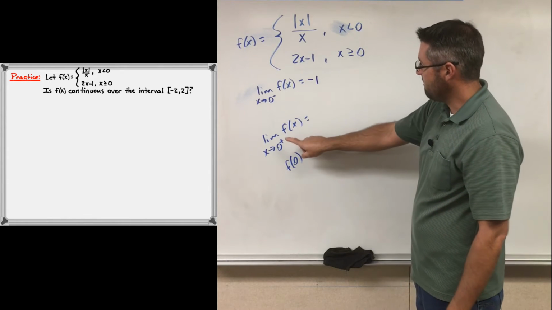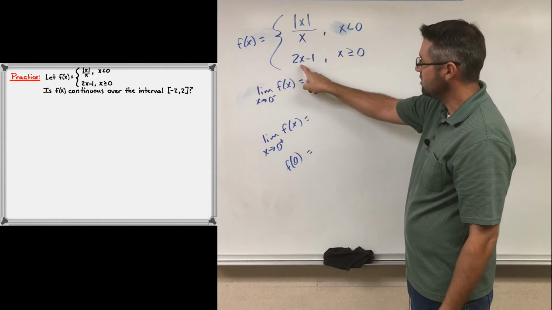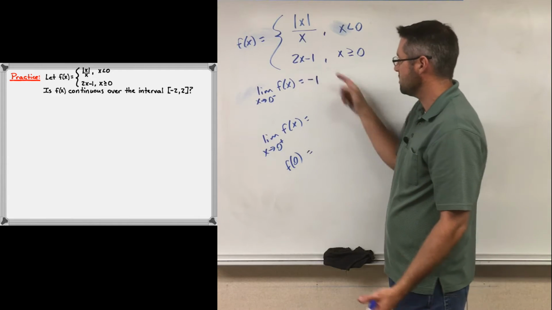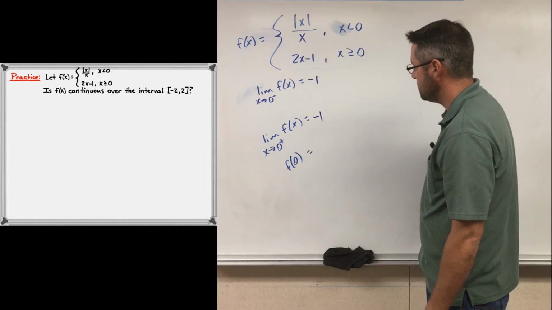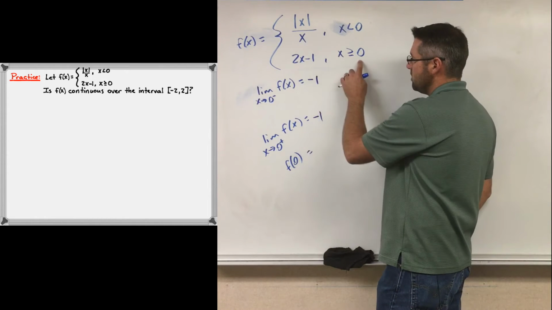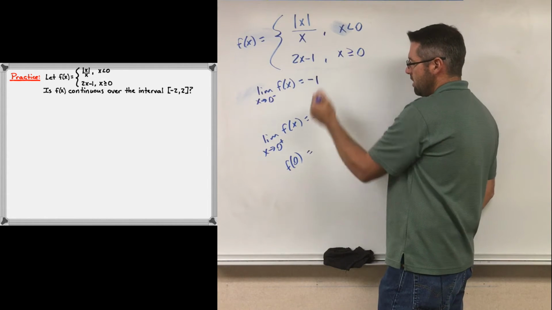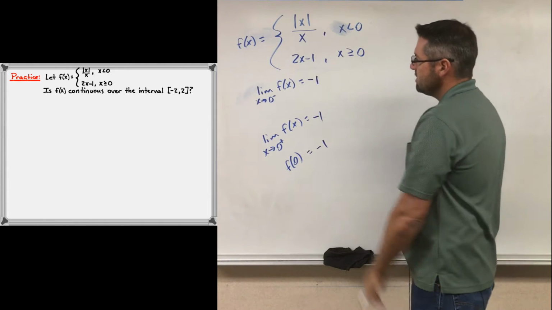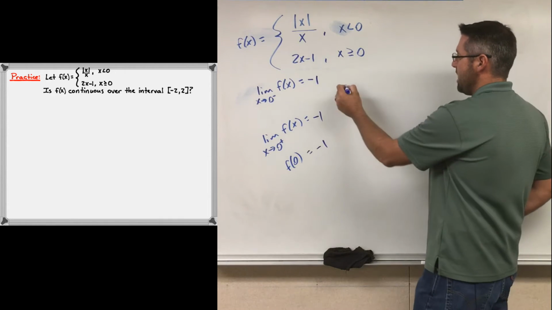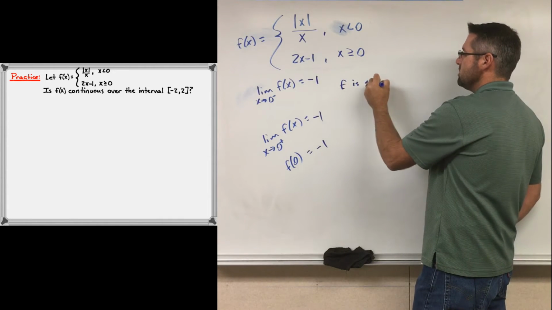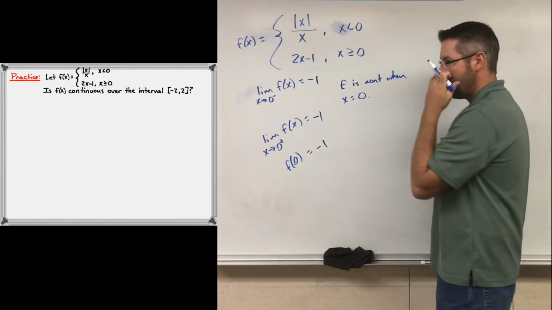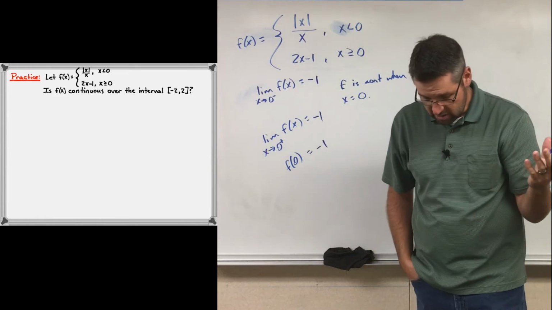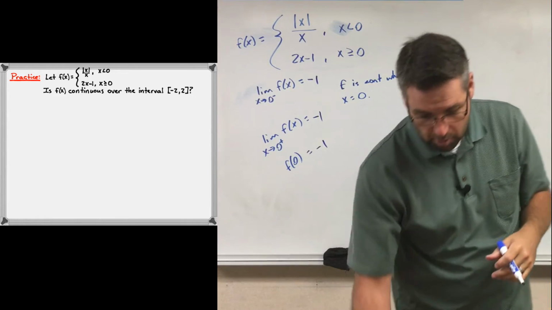The right-hand limit, if I plug in 0, I can just plug in 0 because it's continuous. That's just a line. So I end up with -1. 2 times 0 is 0, times -1 is -1. And then f of 0, I'm going to use this bottom part because that's the equal sign. And that will be the same thing as that. Since these all match, we would say f is continuous when x equals 0. Now, was there any other places within the domain that we had a problem?